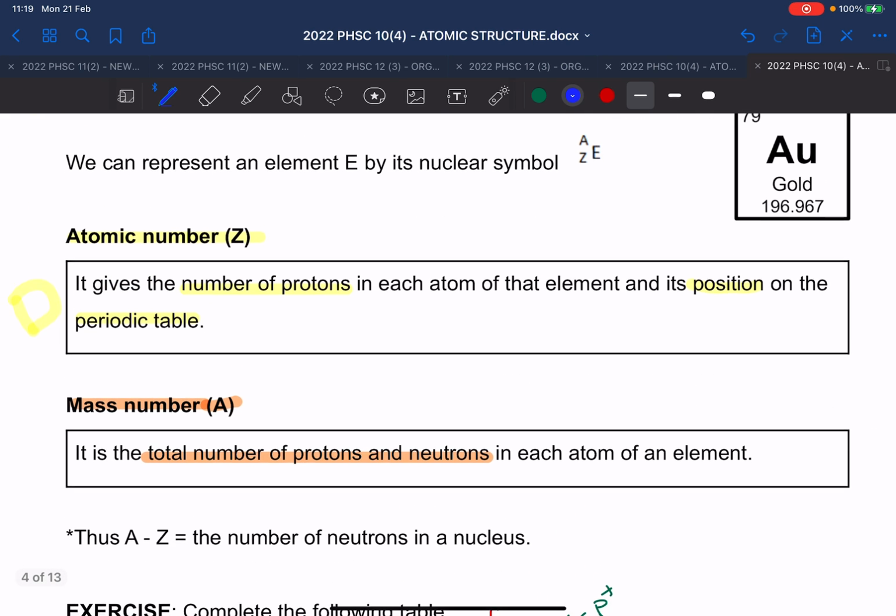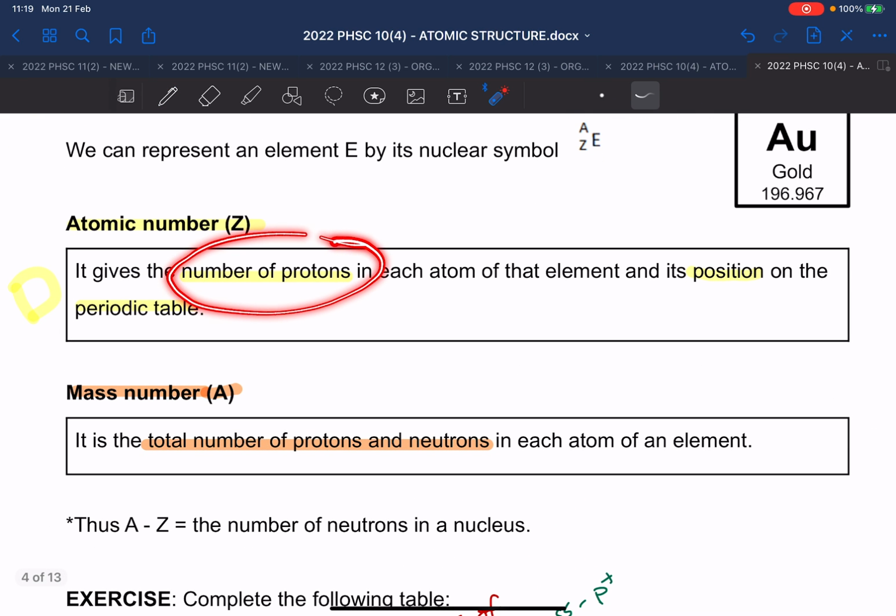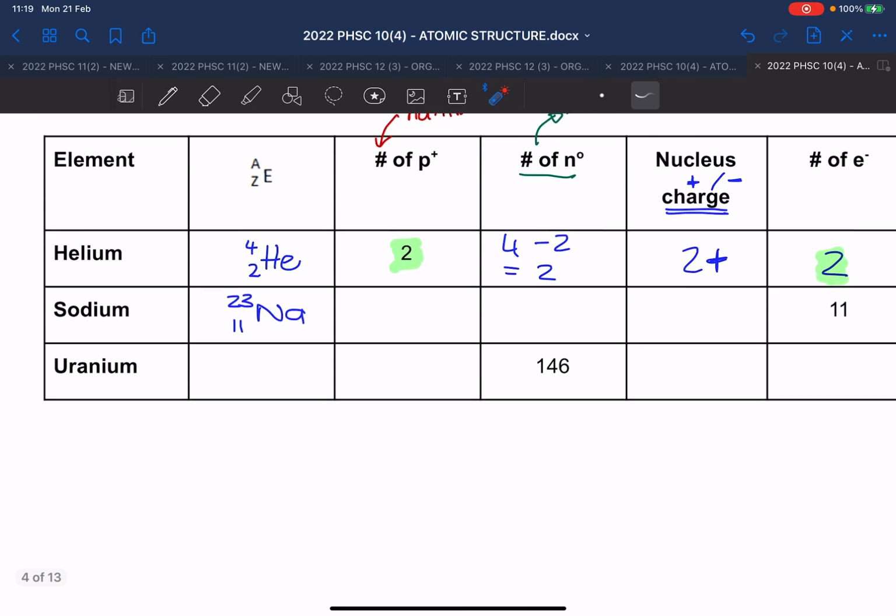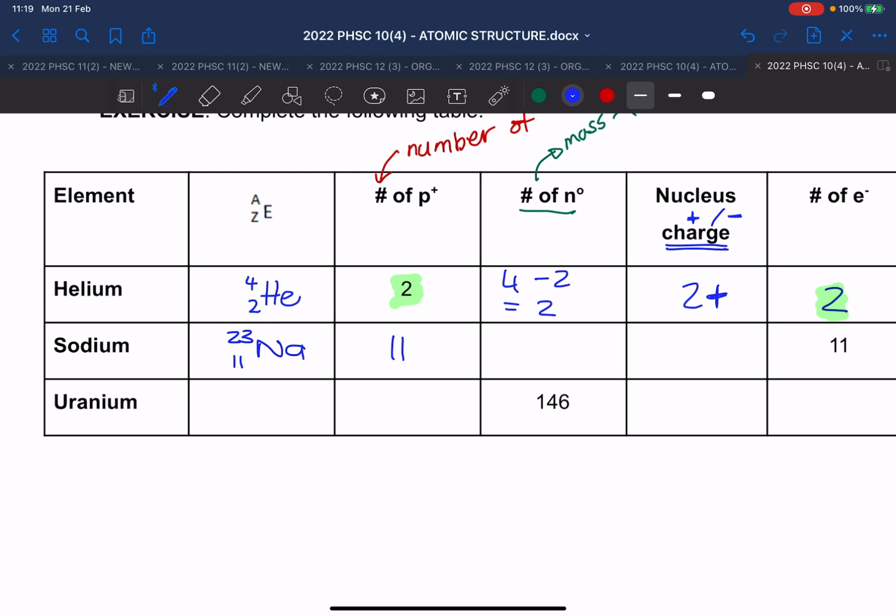One of the two things here indicates the number of protons. 11. The same as the atomic number. Good morning. Are you awake? How many neutrons are there? 12. How did you get to 12? Yes, the mass minus the atomic number, or the number of protons.